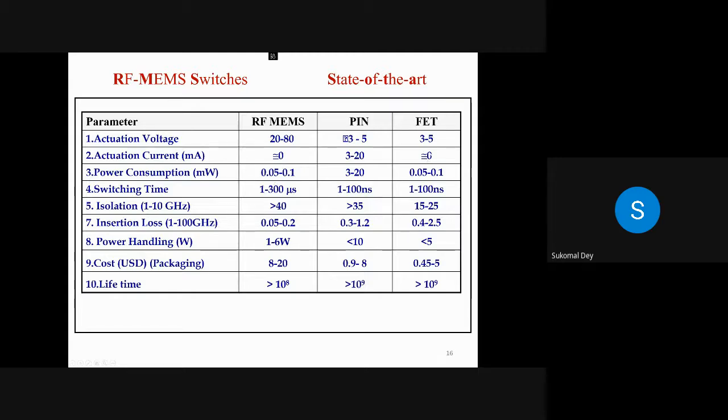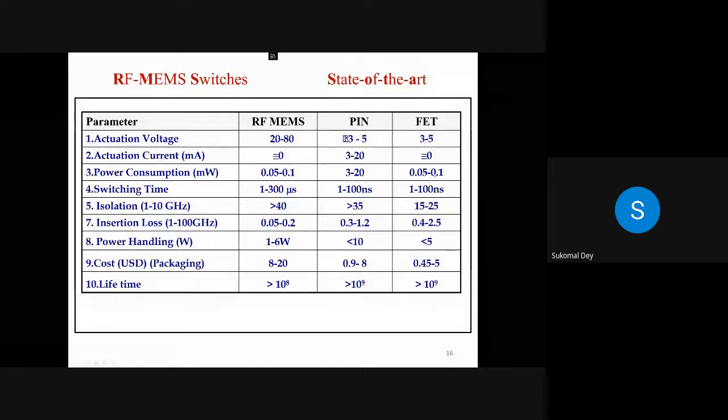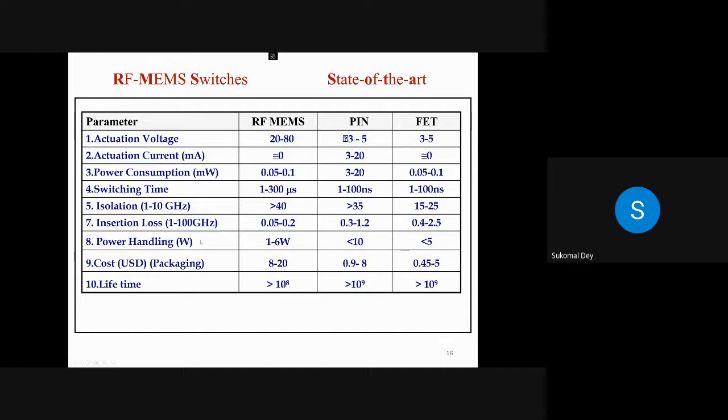But at the same time, you can see the FET is also competing with the MEMS. But if you come to the S parameters, if you come to the loss, the MEMS gives you the best performance. If you are targeting 1 to 100 gigahertz and make a very nice switch, it can give you a loss between 0.05 to 0.2 dB, whereas the FET can give you up to 2.5 dB, which is quite higher in number.